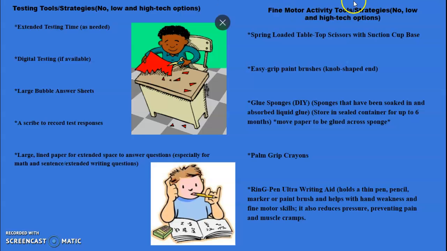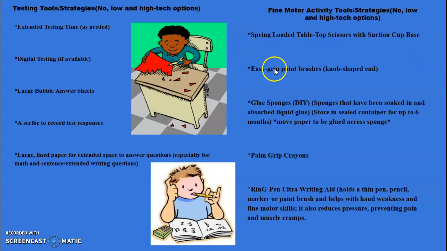Looking at fine motor activity tools and strategies. The first one I chose to look at was a spring-loaded tabletop pair of scissors with a suction cut base. This would allow Sammy to cut paper without the scissors moving all over the place. It would reduce his frustration.